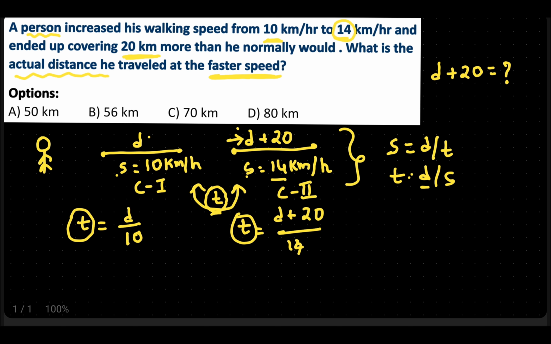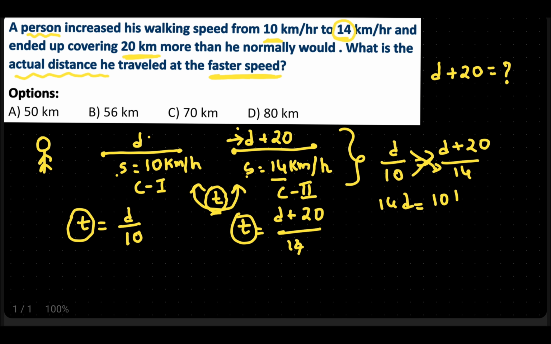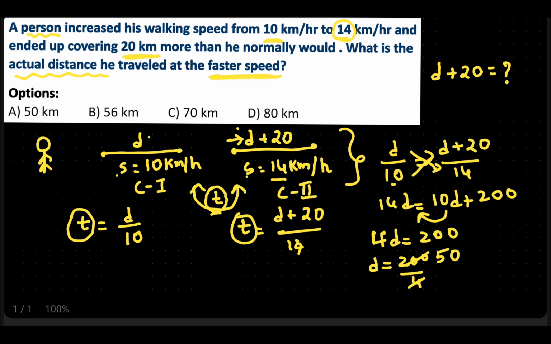In both conditions time is the same, so now we can equate both equations. D by 10 is equal to D plus 20 by 14. Now cross multiplication, 14D is equal to 10D plus 10 into 20, 200. So let's bring this side. 14 minus 10 gives us 4D is equal to 200. D is equal to 200 by 4. 4 fives are 20. See, D is 50. So 50, option A, is it?